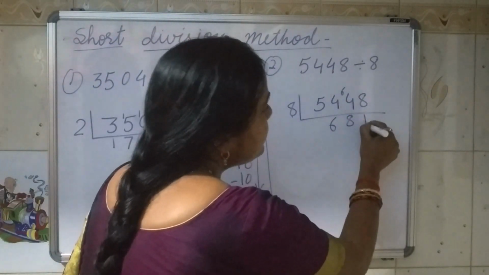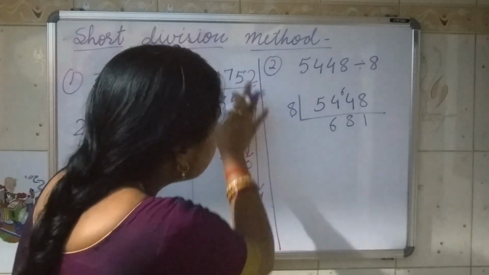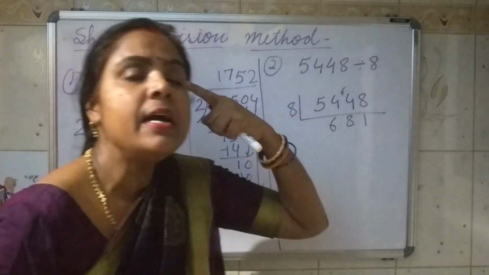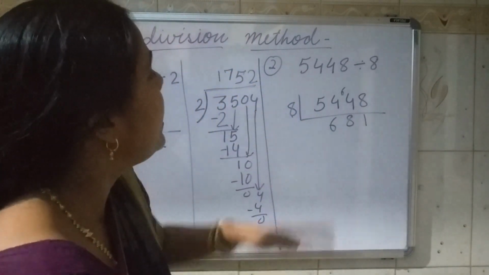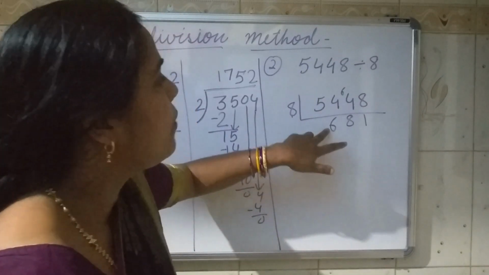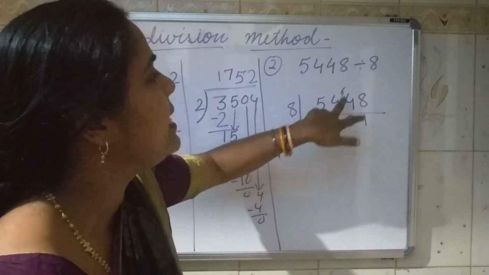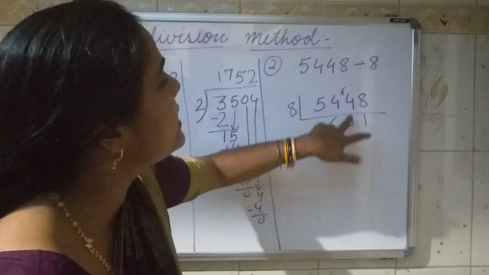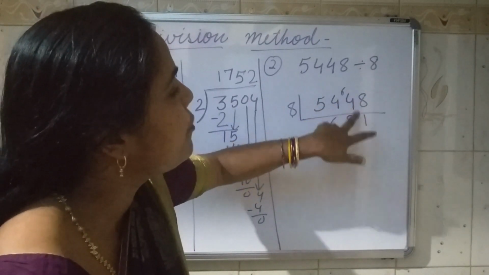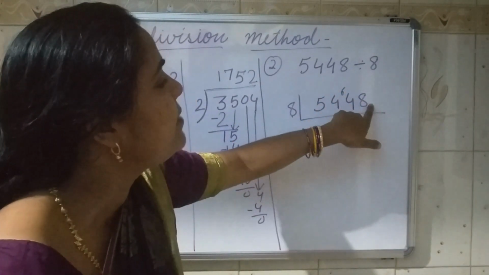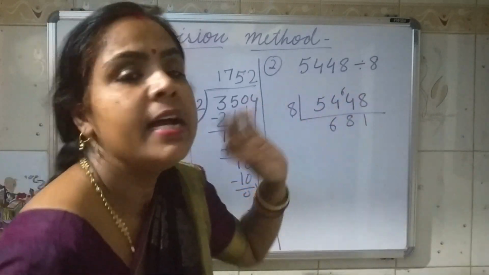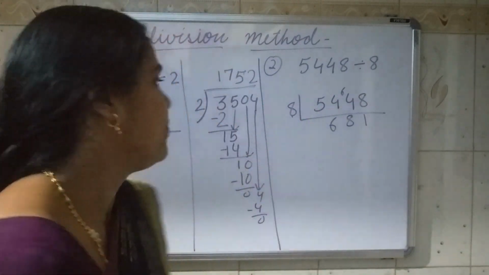Now 8 1s are 8. So this subtraction process I have done in the mind. Again I am repeating. 8 6s are 48. 54 minus 48 is 6. Now 8 8s are 64. Now 64 minus 64 is 0. What is left? 8 left. So 8 ones are 8. Clear?